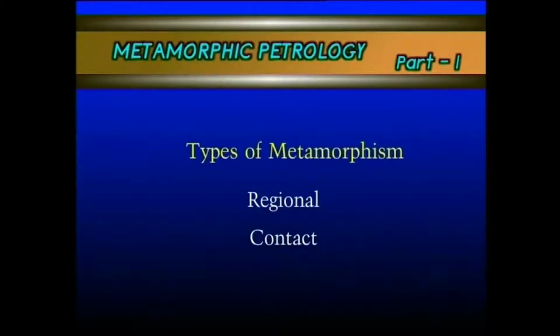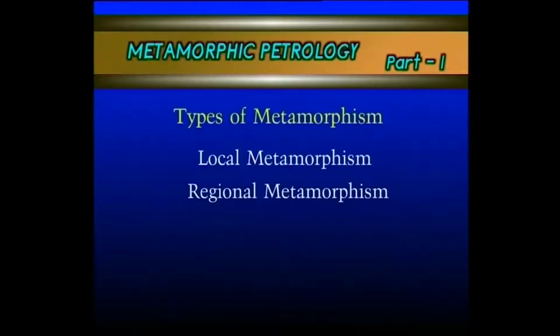We are going to start a series on metamorphic petrology. In this series, I will cover the types of metamorphism. If we divide on the basis of local and regional scales, then we can divide metamorphism into two types: local metamorphism and regional metamorphism. Local metamorphism occurs on a local scale, and regional metamorphism occupies thousands of square kilometers.